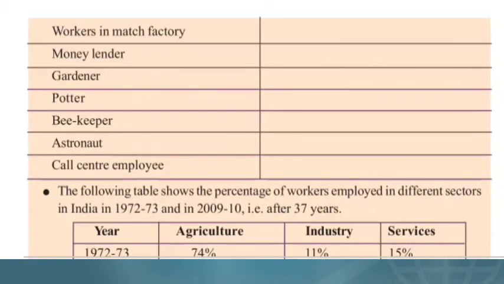Beekeeper means honeybee. Okay, it is also one kind of industry only. Honeybees, honey, preparing honey. It is also nature dominant, so it is primary. Astronaut means, you know that, they go to space and for researches. They are also giving their services, so it is belong to that service sector.